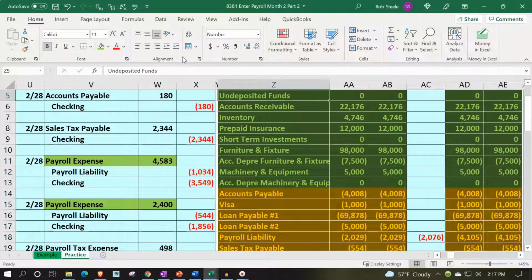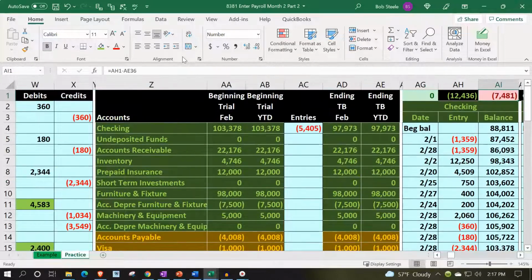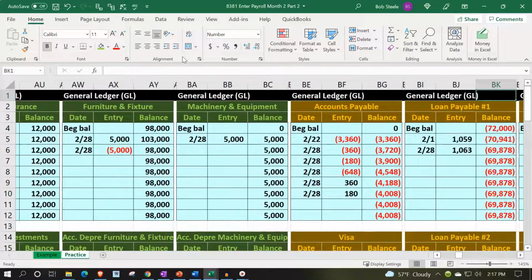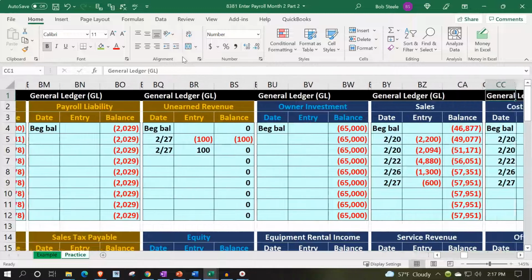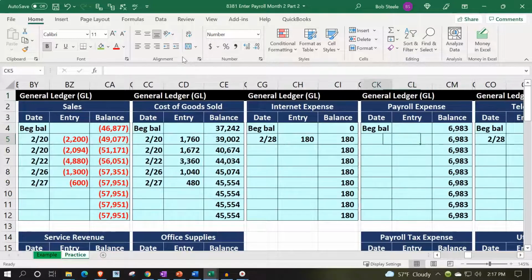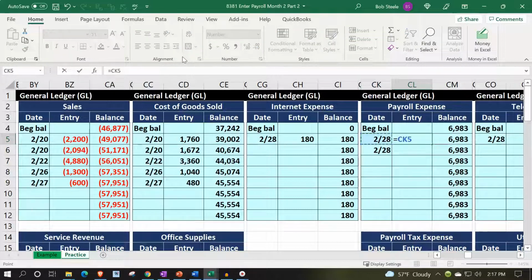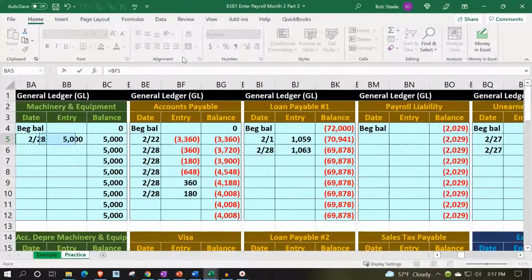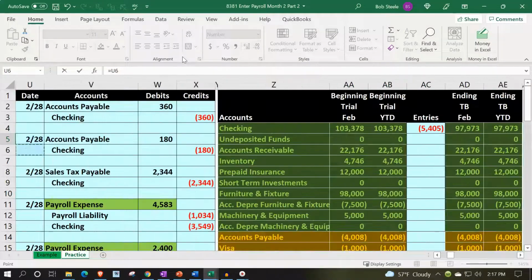So we're going to go to the payroll expense. That's an expense that's way over here. Assets, liabilities, equity, income, and expenses. Payroll is going to be in CK5. We're looking at 228. Going to do two of them, 228. So we are in CL5, equals, left until we hit the wall. Scrolling down to that 4583, enter.